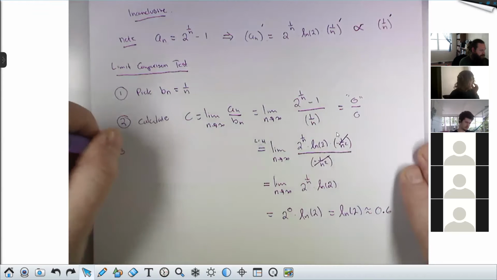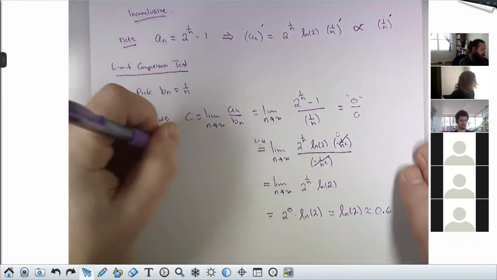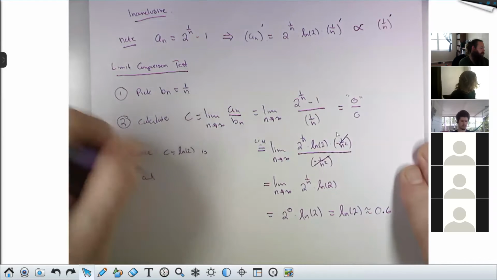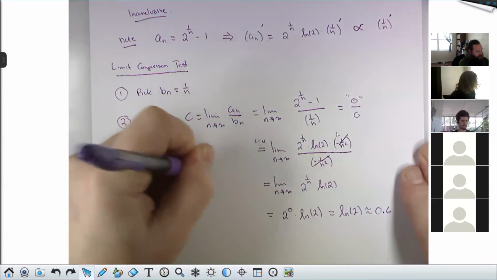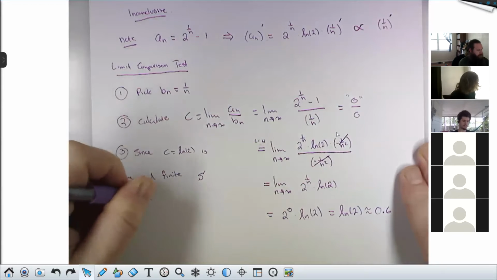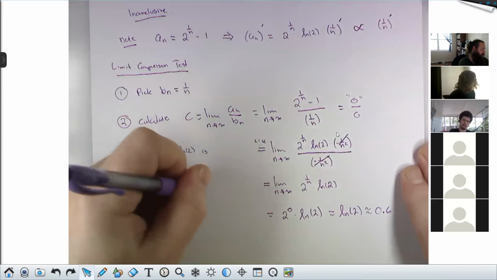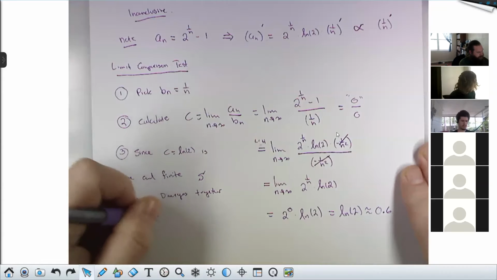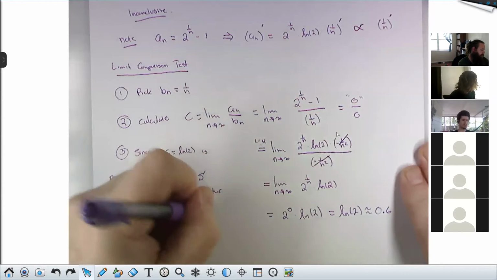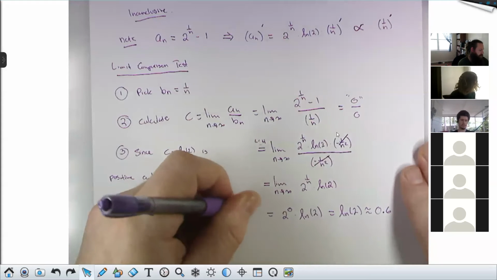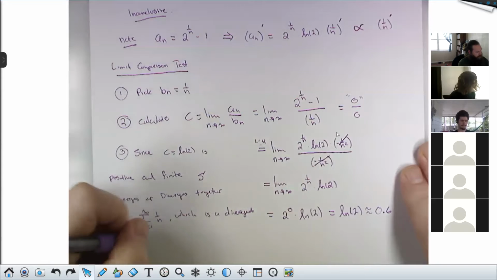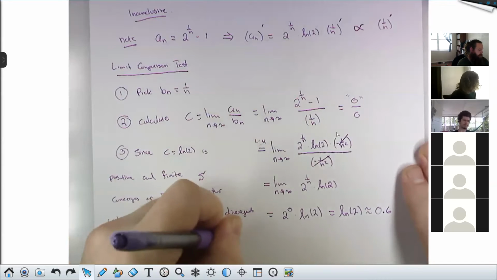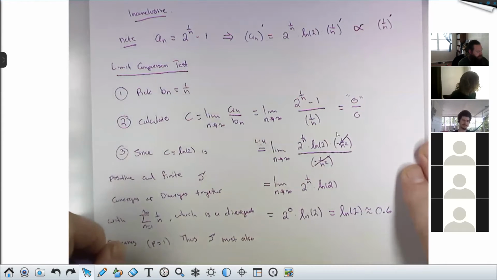So, since C equals natural log of 2 is positive and finite, S converges or diverges together with the sum from n equals 1 to infinity of 1 over n, which is a divergent p-series, p there being equal to 1. Thus, S must also diverge.